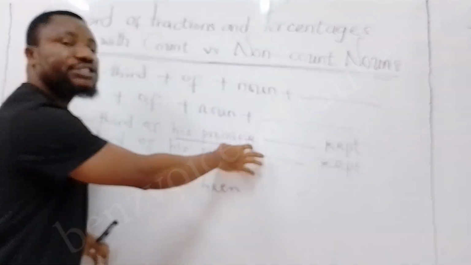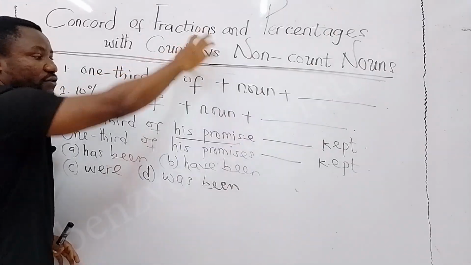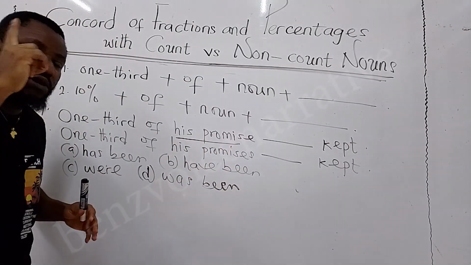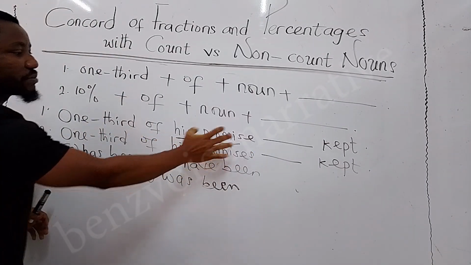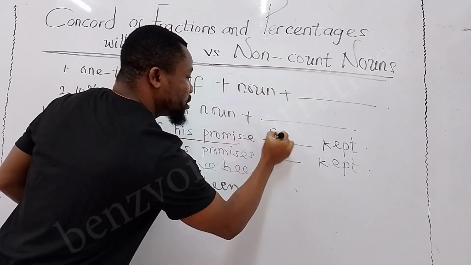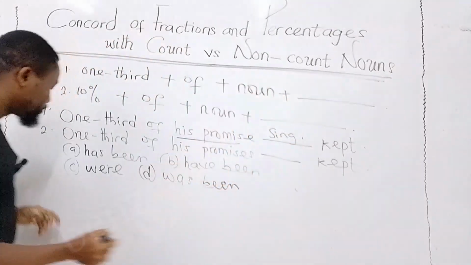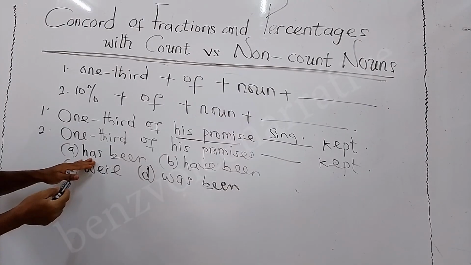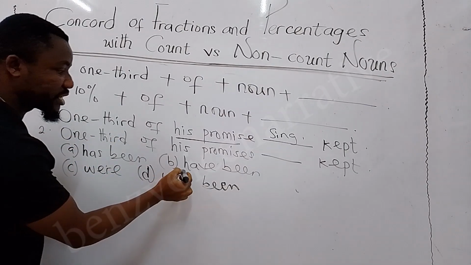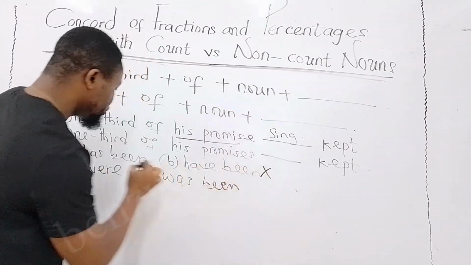This here is a singular count noun. His promise is one promise, not his promises. 1/3 of his promise dash kept. So this has to be a singular verb. Let's go to the options: has been kept. Of course, that's the answer. Let's check: have been kept is wrong.